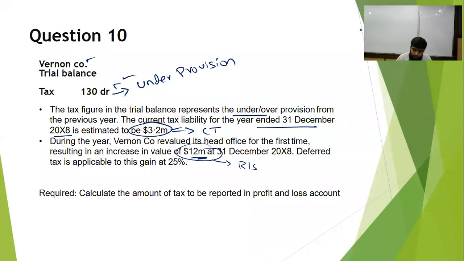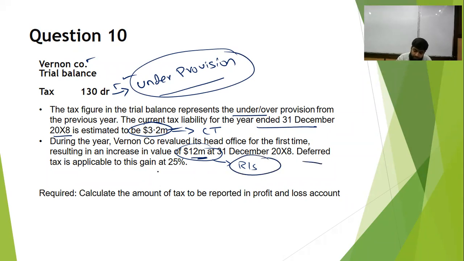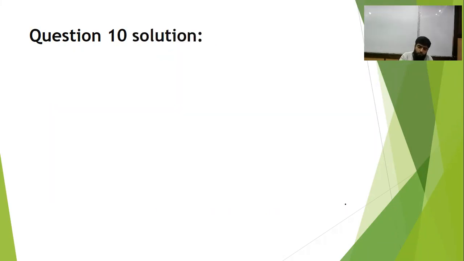Vernon Company's trial balance shows a tax debit balance, and we identified that if it is a debit balance, it means it's an under provision. The current tax liability for the year is 3.2 million. And one more important thing is, during the year Vernon revalued its head office for the first time, resulting in an increase of 12 million. That is the revaluation surplus. The tax rate is 25%. We need to calculate the amount of tax to be reported in P&L. So how are we going to calculate it? That is income tax. We know that in income tax we have three different types of taxes.